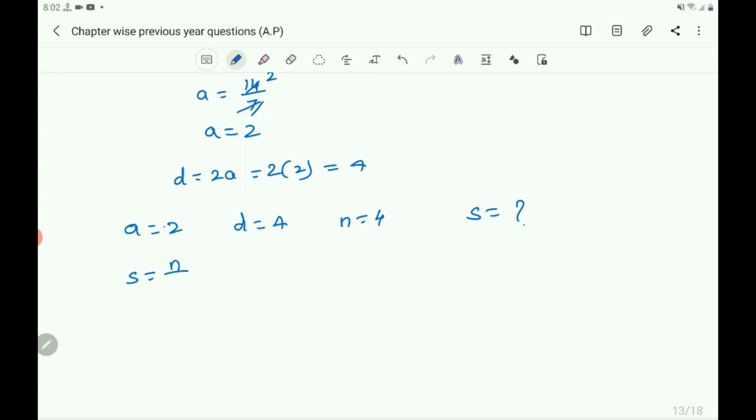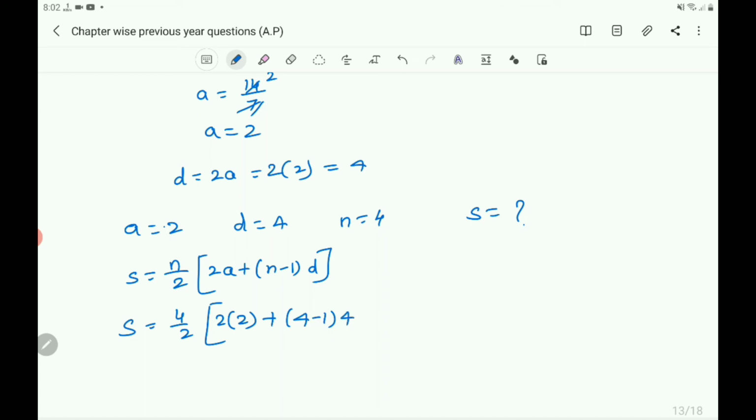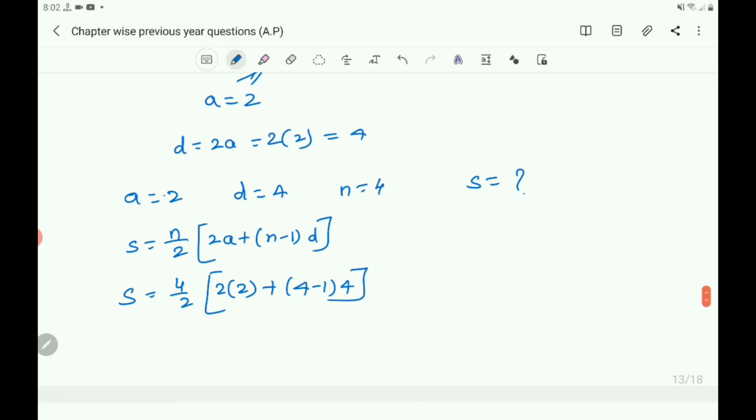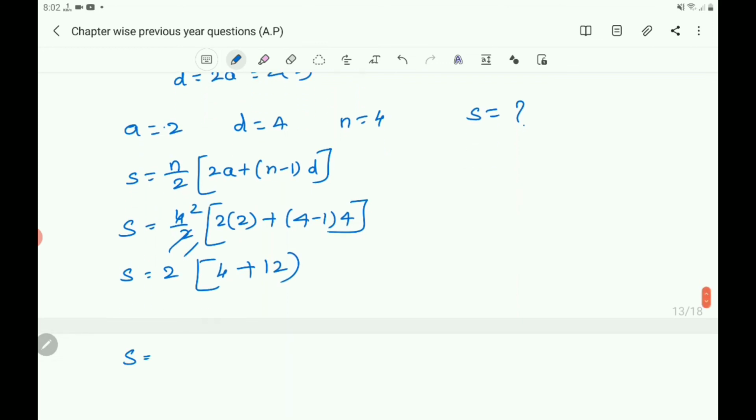You know the formula, S equals n by 2 into 2A plus n minus 1 into D. N is 4 by 2, then 2 into A is 2, plus n is 4 minus 1, D is 4. That becomes S equals 2 1s are 2, 2 2s are 4, so you write 4 here, plus 4 minus 1 is 3, 3 4s are 12. Then S equals 2 into the sum of 4 and 12, which is 16, that equals 32.